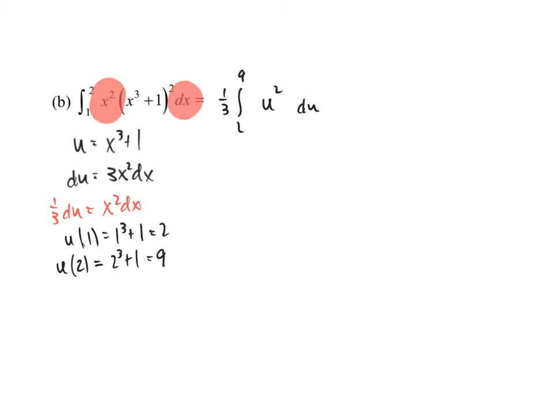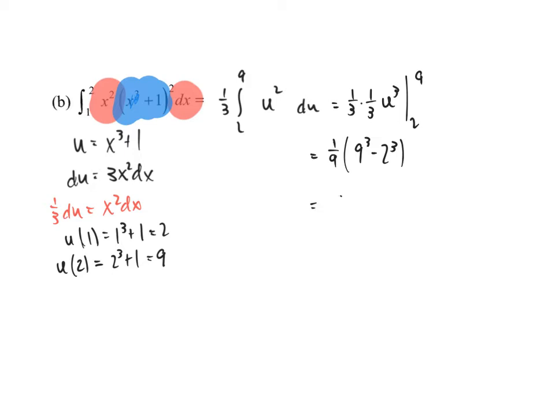Okay, because this part right here, I'll try to highlight it in blue, that is my u squared piece. So now I'm ready to take the antiderivative of u squared. So this is going to be 1/3 times 1/3 of u cubed, evaluated from 2 to 9. And continuing to evaluate this by hand, I'm going to have 1/9 of 9 cubed minus 2 cubed, which will equal 81 minus 8 over 9. And so this is going to end up being 721 divided by 9 as my final answer.